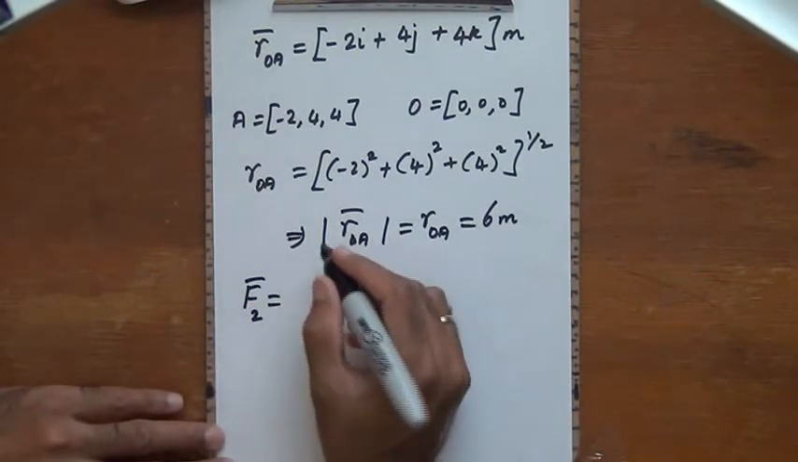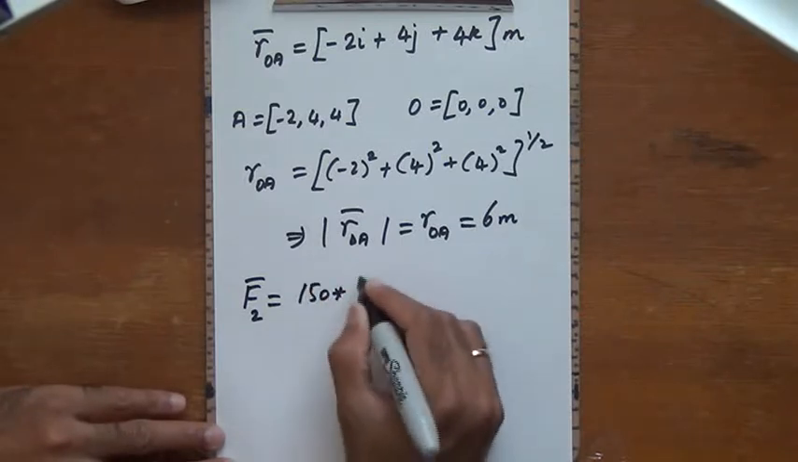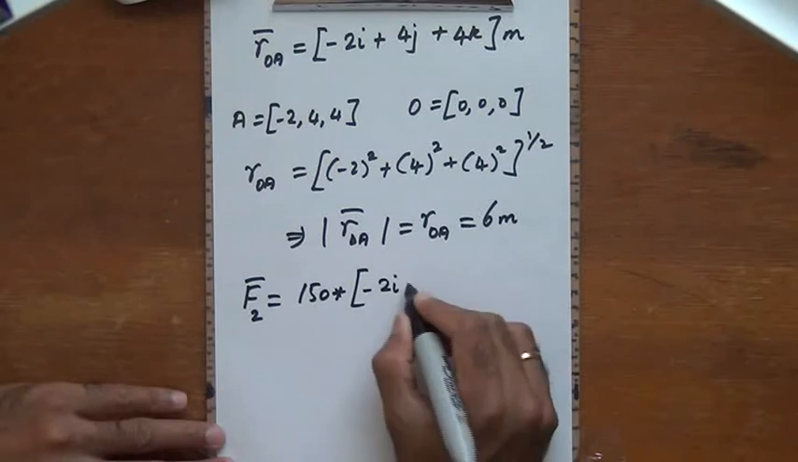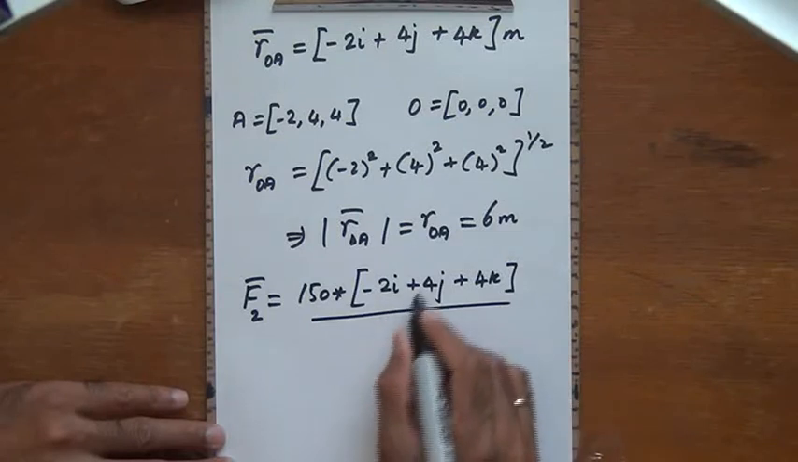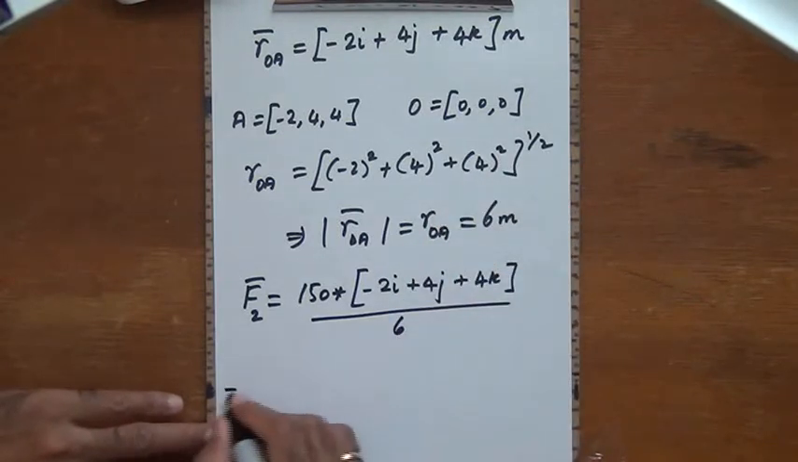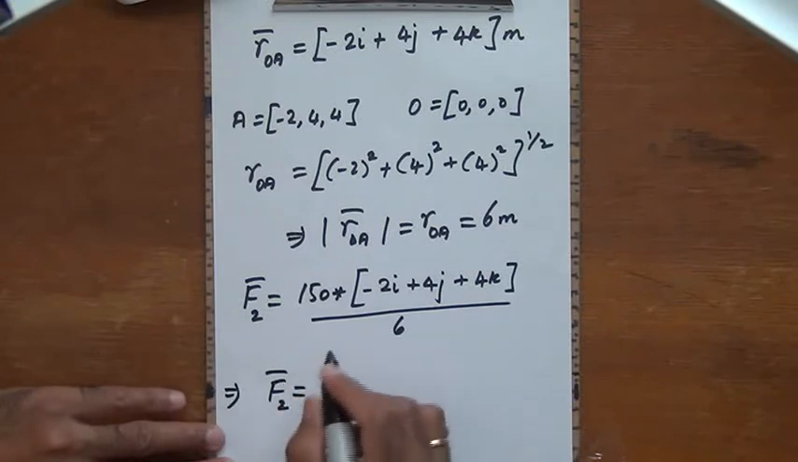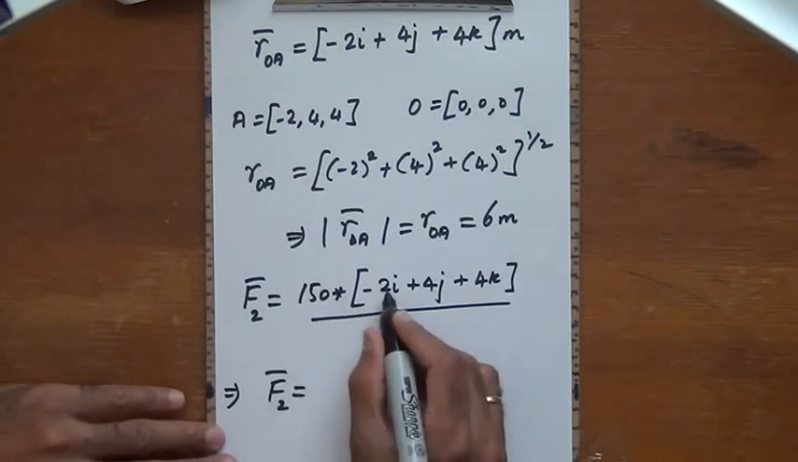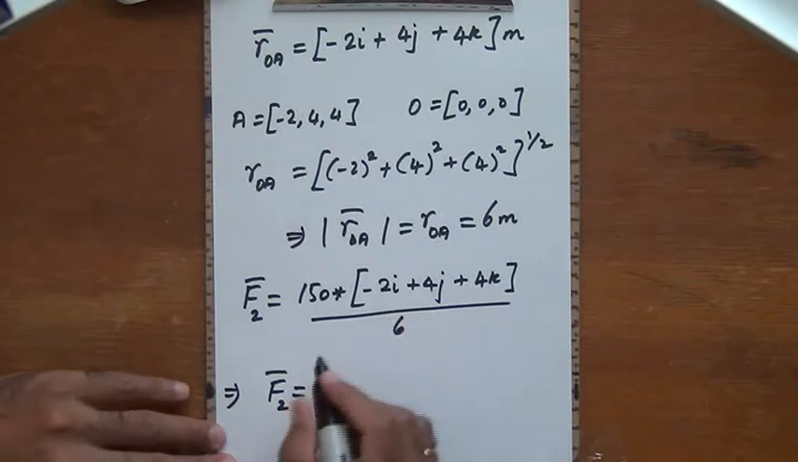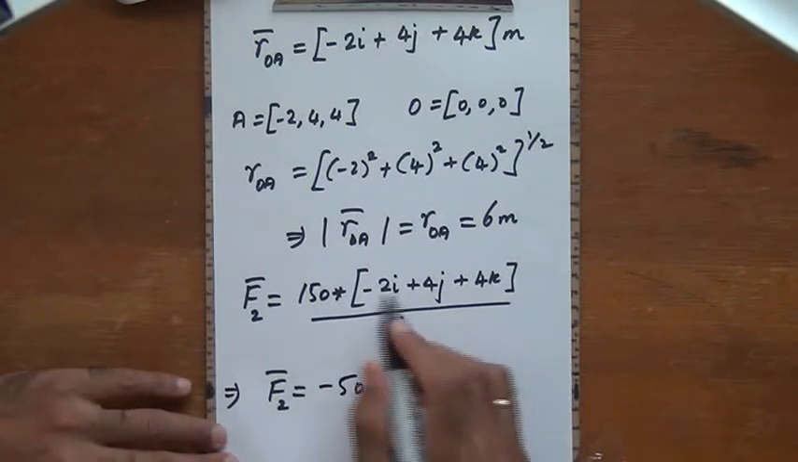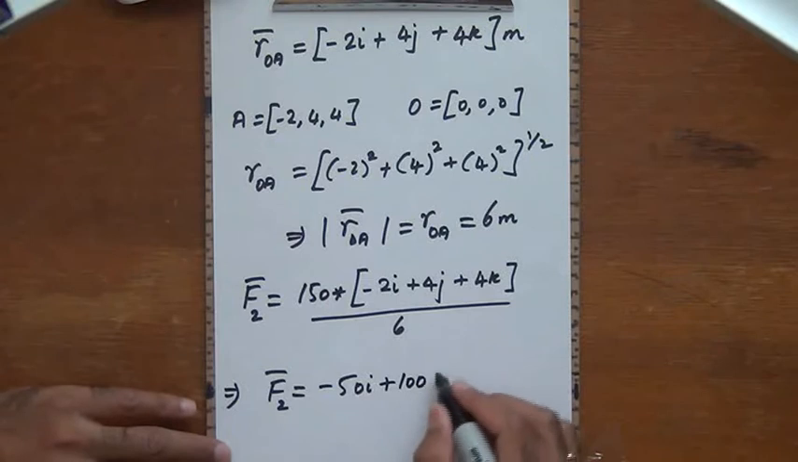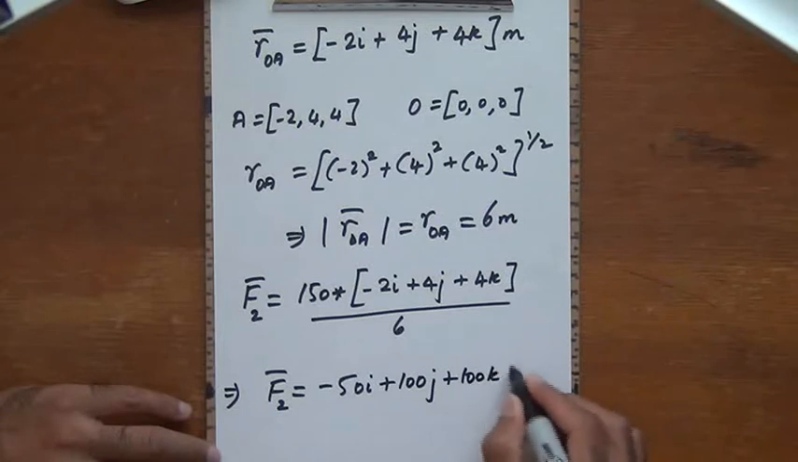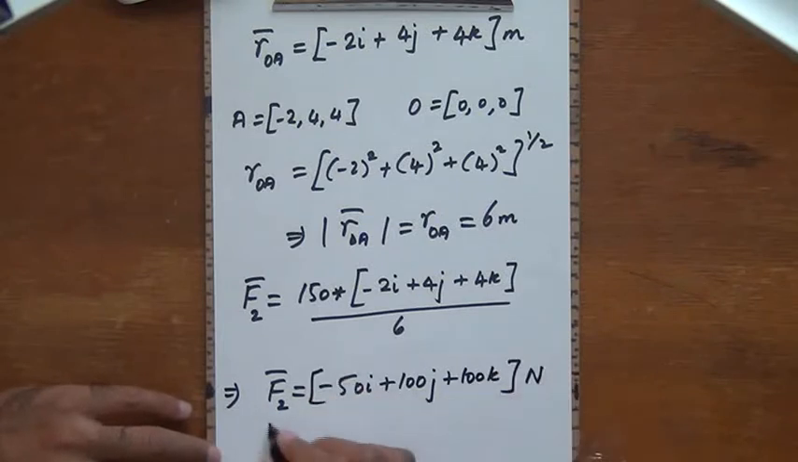Right, so F2 is going to be the magnitude of the force, which is 150, times the position vector, which is minus 2i, then 4j, and then 4k, divided by square root of 36, which is 6. Or if I write this out in its final glorified form, F2 is going to be 150 times minus 2 divided by 6, so that's minus 300 by 6 is minus 50. So that's minus 50i, and then 150 times 4 is 600 by 6 is plus 100j, and 150 times 4 is 600, once again divided by 6 is 100, so this is a 100k, so many newtons.